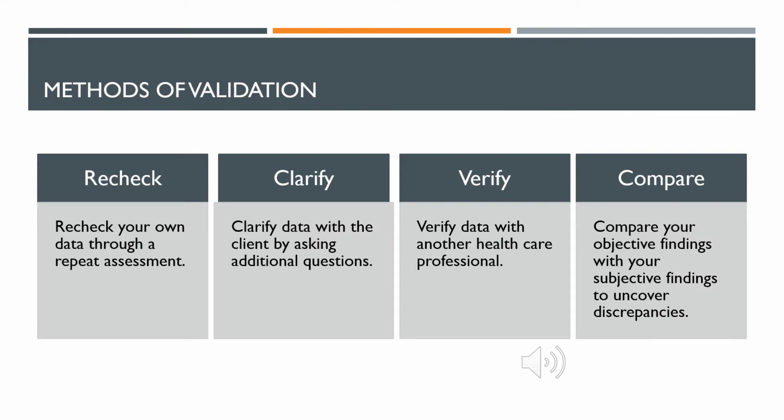The book gives this example too. The client states, I'm never in the sun. I use sunscreen all the time and I work in an office. I'm never in the sun. But then you're evaluating this client's skin and they have obvious tan marks. They have obvious sunspots. Then that would be a time when you would want to validate that data.